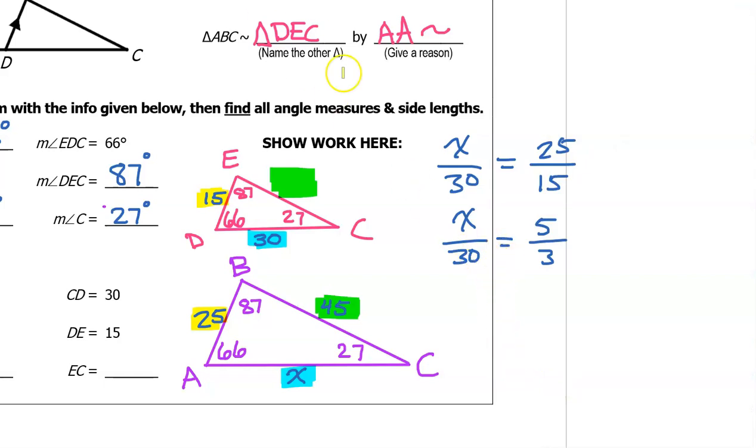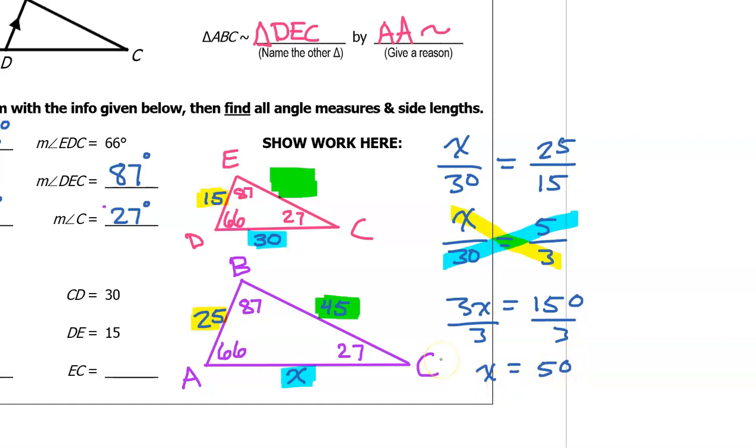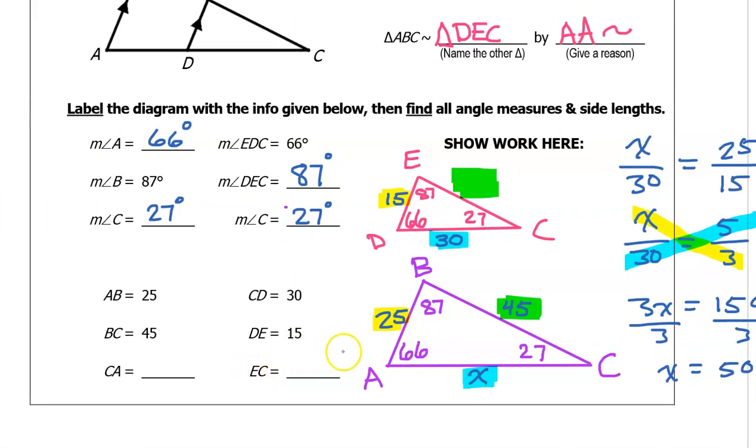Cross multiply. So if I do this diagonal and then this diagonal, that's going to give me 3x is equal to 150. Then if I divide both sides by 3, that's going to give me 50. So x is equal to 50, but that means side CA, because that's x, so side CA is 50.